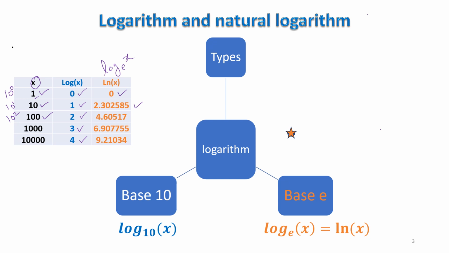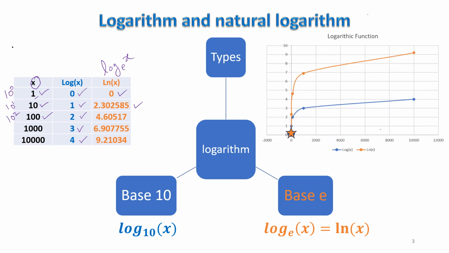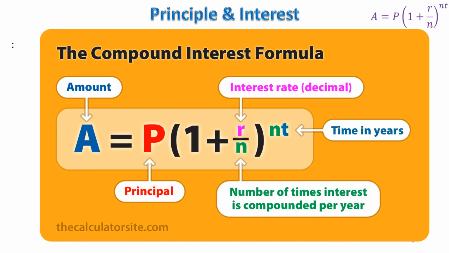Now, let us see how the function behaves. Here on the graph, you can observe the log function of x, that is log to the base 10. It can be represented by this blue line, and here you can observe that as the number grows to 10,000, it can be represented by 4, which we have seen in the table. Similarly, the natural logarithm of 10,000 can be represented by 9.21 here on the graph. Let us consider this formula of compound interest that we have learned sometime in our school.